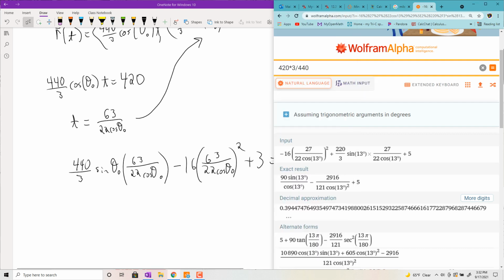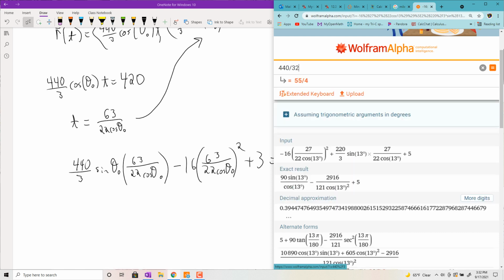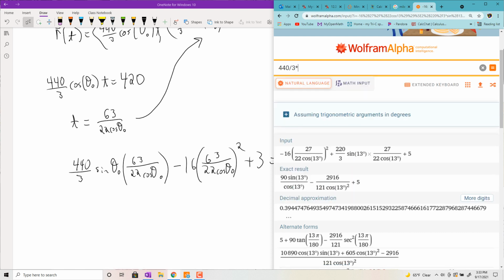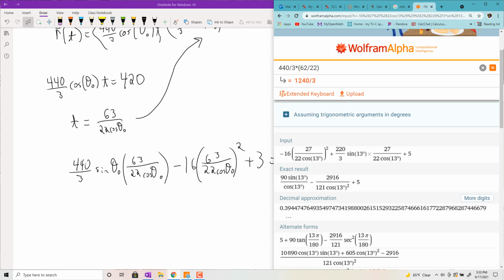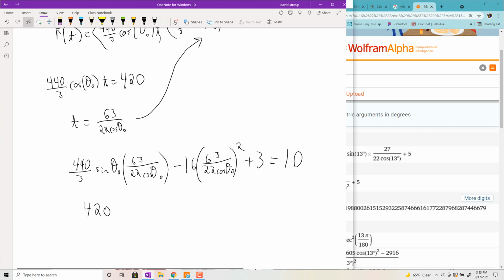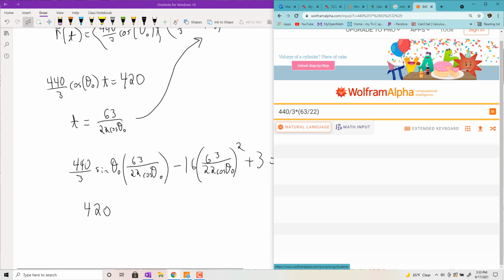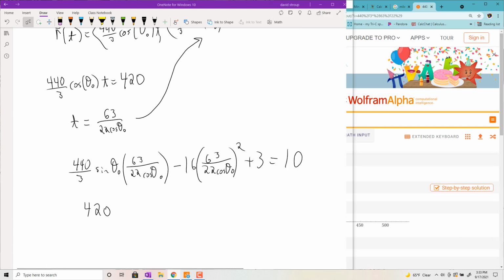First, let me clean it up a little bit. Again, on this first term, I have 440 over 3 times 63 over 22. There we go. Sweet. So the coefficient here is 420. I've done it before, so I knew it came to be an integer, which is why I'm so happy. Okay, and then it's sine theta sub 0 over cosine theta sub 0. That's really tan theta sub 0.